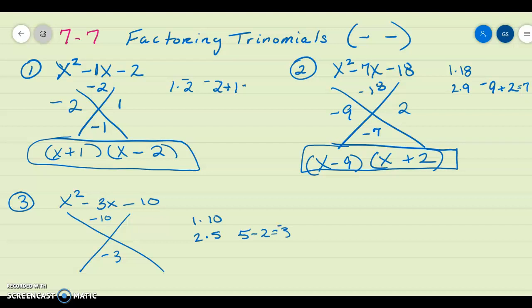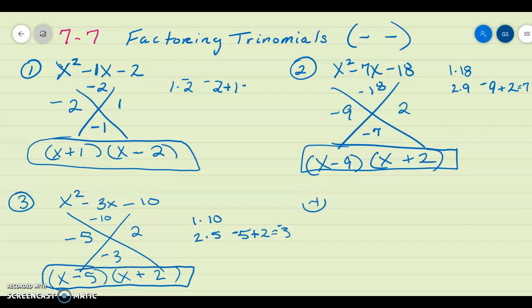We want a negative 3, which means we're going to take a negative 5 and a positive 2. We're going to take the opposite of what we thought we were going to use. So now we have a negative 5 and a 2. Double bubble. Throw x's in the front. Negative 5 plus 2. Minus 5 and plus 2. Box it. And we have one more to do together.